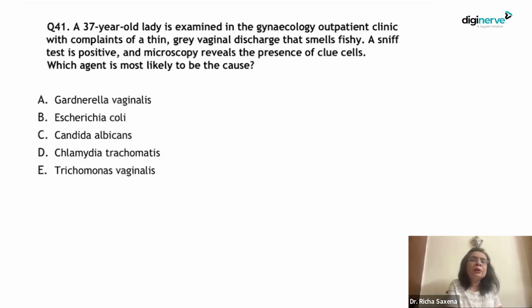A 37-year-old lady is examined in the gynecology outpatient clinic and complains of thin grayish vaginal discharge that smells fishy. A sniff test is positive and microscopy reveals presence of clue cells. What is the most likely cause? Again, very simple. Yes, it is Gardnerella vaginalis. Again, make sure because they will have a question either on Candida or Trichomonas or on Gardnerella vaginalis. And it could be a different presentation. So make sure you know about this.